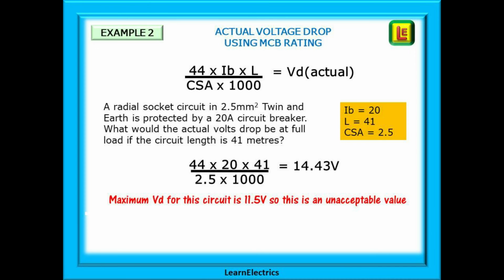Here is our relevant data. IB is the same as the fuse rating of 20 amps. The length is 41 meters and the CSA of the cable is 2.5mm. Calculate these and we have a voltage drop of 14.43 volts. With a maximum permitted drop of 11.5 volts and an actual of 14.43 volts, this circuit with this size cable clearly exceeds the prescribed limits.